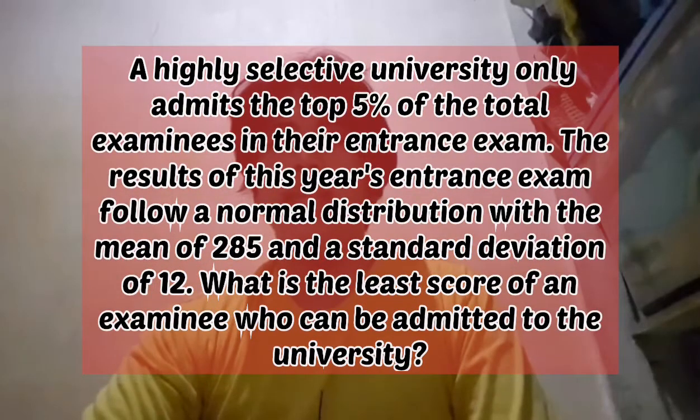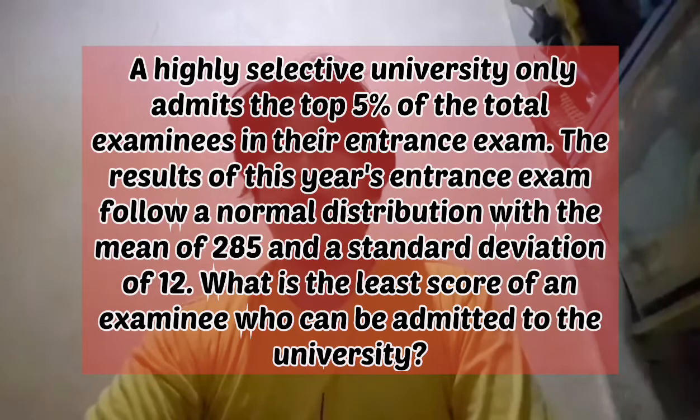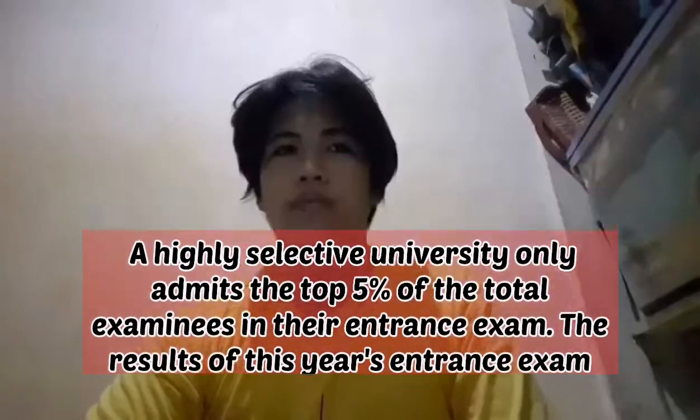So for today, I will discuss how to convert from standard scores to normal random variables. So here is the example. A highly selective university only admits the top 5% of the total examinees in their entrance exam. The results of this year's entrance exam follow a normal distribution with a mean of 285 and a standard deviation of 12. What is the least score of an examinee who can be admitted to the university?